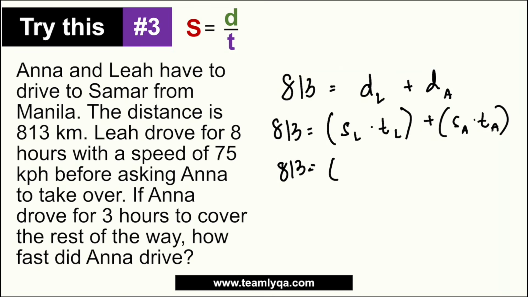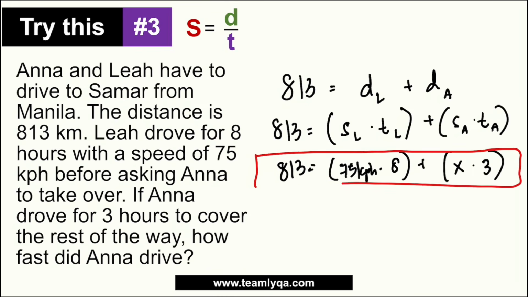Isa-substitute lang natin. Ang speed ni Leia is 75 kilometers per hour. Mumultiply yan sa 8 plus yung kay Ana na hindi natin alam. So, this becomes x times 3. And ito yung magiging working formula natin to solve the problem. Okay? So, again, you can use that. And it's also going to give you the same answer.